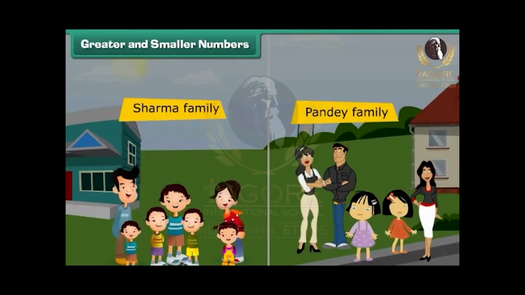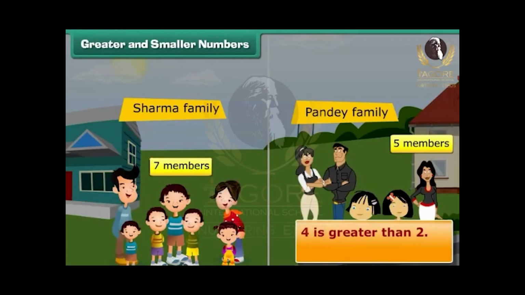Greater and smaller numbers. Recall the Sharma family with 7 and Pandey family with 5 members. Sharma family has more members. It means 7 is a greater number than 5. Therefore, we can say that numbers that come later are greater than the numbers that come before. 4 is greater than 2. 15 is greater than 10.